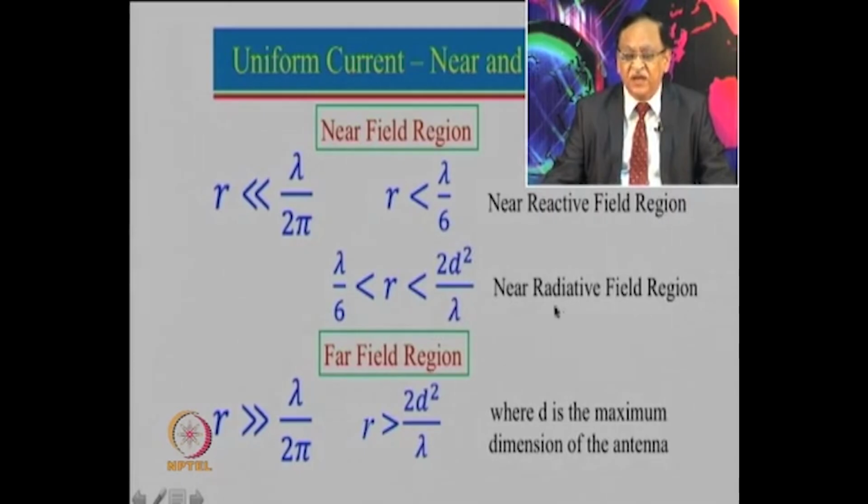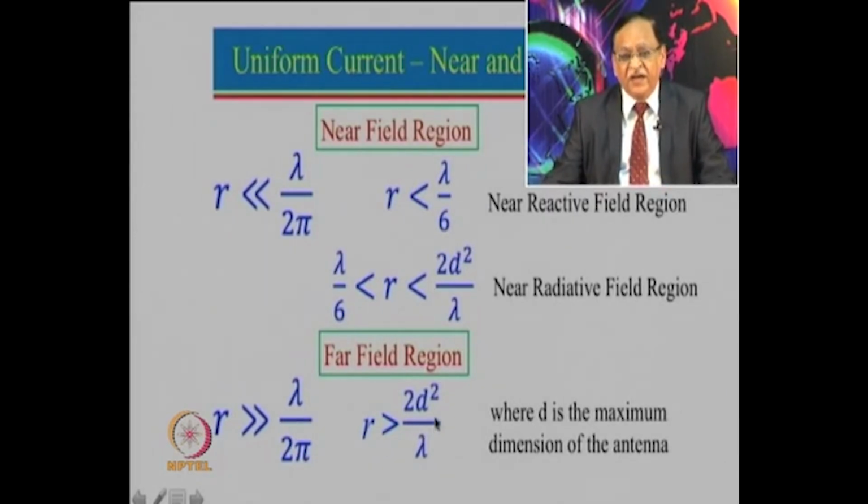So that is the near reactive field region, and from lambda by 6 up to this distance here, that is known as the near radiative field region. And any distance which is more than this, which is r greater than 2 D square by lambda, will be the far field region. And what is D? D is the maximum dimension of the antenna. Now one should also remember that the far field region also implies r should be much greater than lambda by 2 pi.